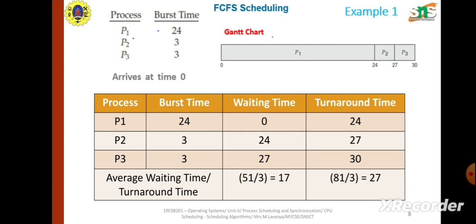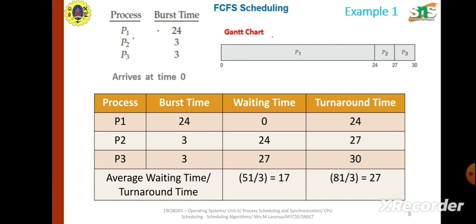For finding the average turnaround time for P1, P2 and P3, we have to sum all these processes' turnaround times and find the average. So 24 plus 27 plus 30, divided by 3, equals 81 by 3. Then the division value is 27. So 27 milliseconds is the average turnaround time for this process scheduling using the FCFS scheduling algorithm.